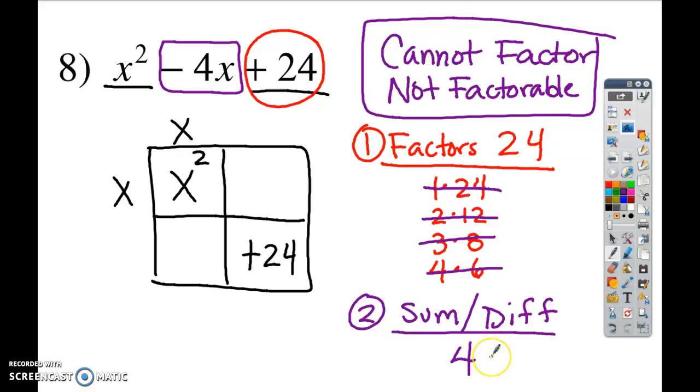Okay? And some of you actually left this blank because you couldn't do it. That's fine. But some of you gave me answers and the answers didn't make sense because when you multiplied them, it gave you 24, but when you added or subtracted them, it did not give you a negative 4. Okay? So this problem was not factorable. Make sure that you check on future problems whether they can be factored or not.